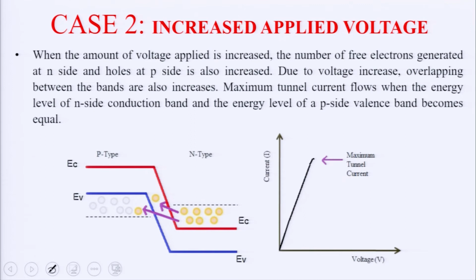When we increase the applied voltage, this means the valence band level of the P type will be shifted upwards. Then a large number of electrons will conduct from the N side to the P side, and a high value of current will be achieved. This means in this condition the maximum value of the current will be achieved here.